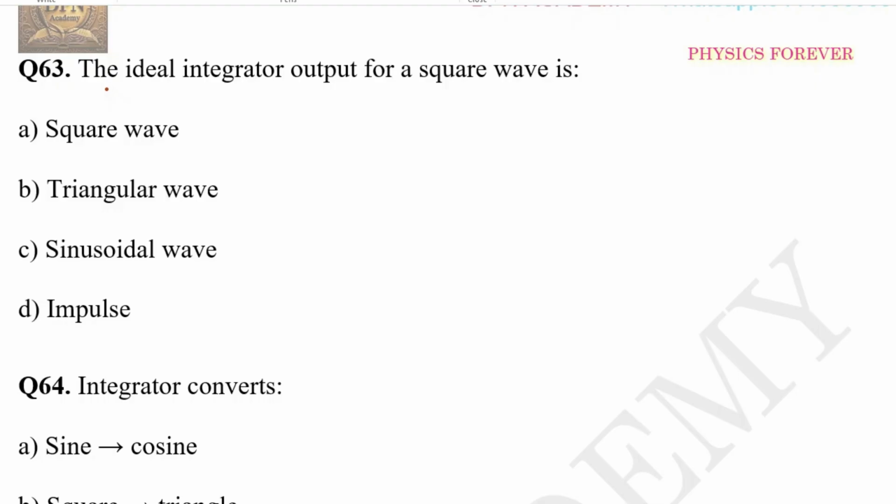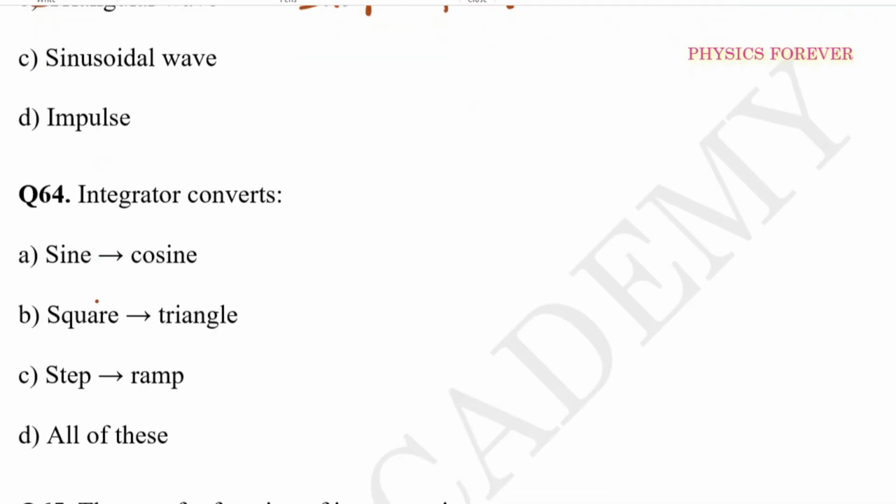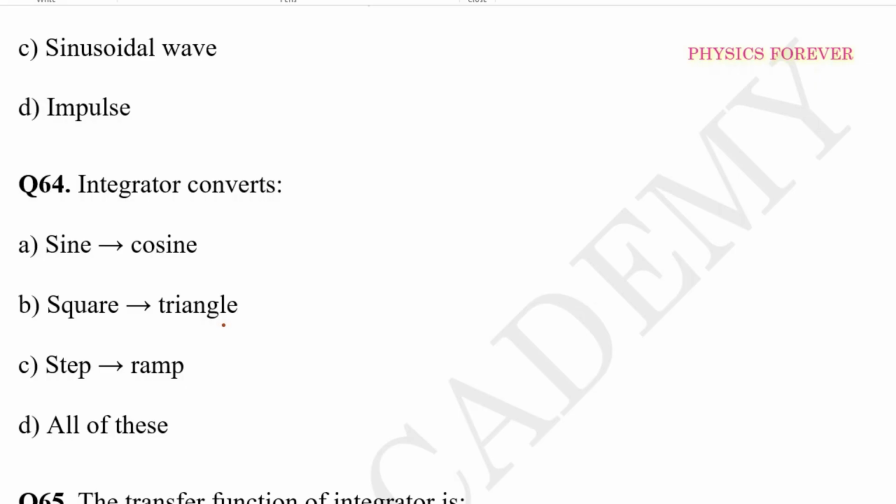So then question number 63, the ideal integrator output for a square wave. The correct option will be, for a square wave it should be a triangle wave. The integral of a square wave is equal to a triangle wave. There should be a smoother output. So option B is correct. So the integrator converts sine to cosine, square to triangle, step to ramp.